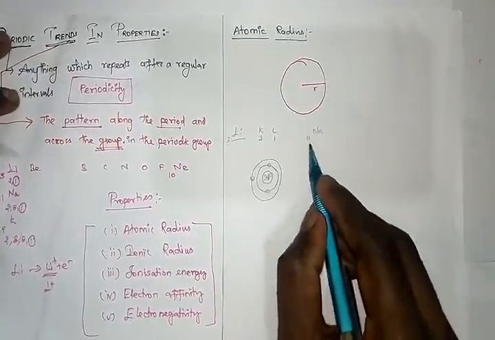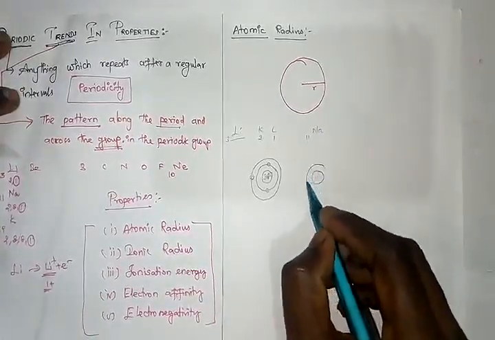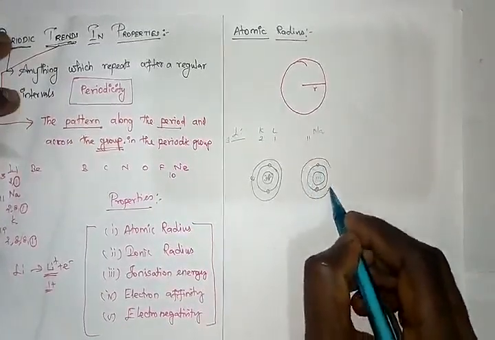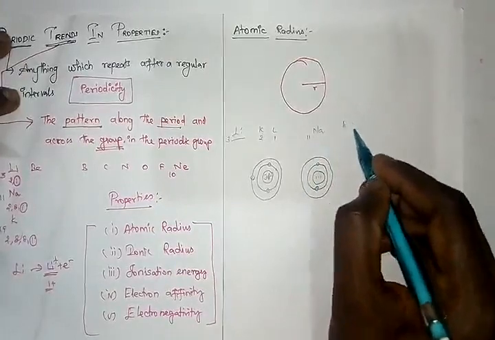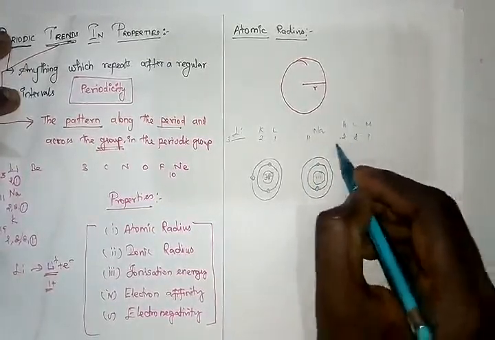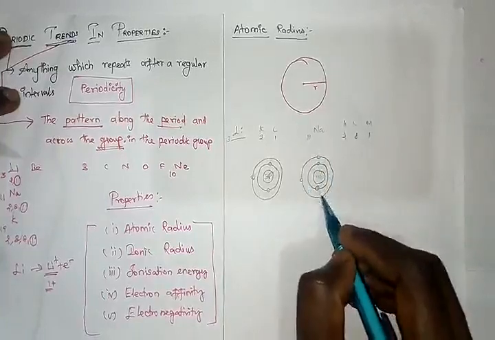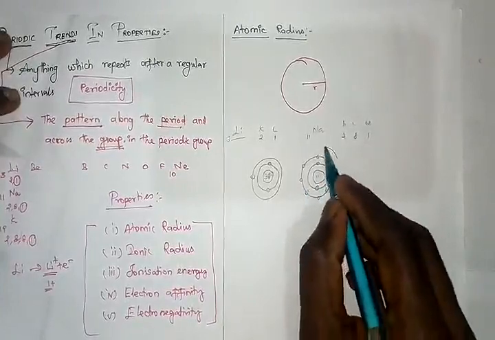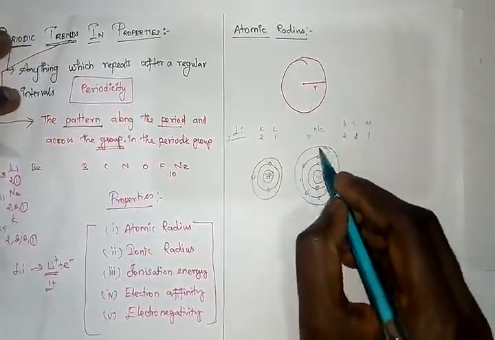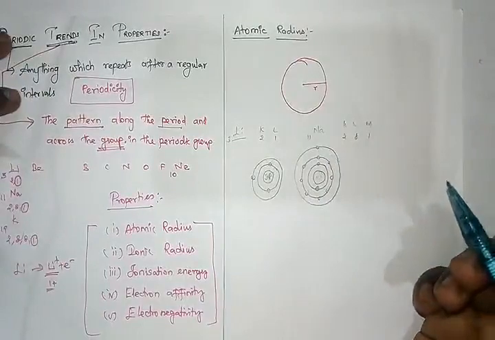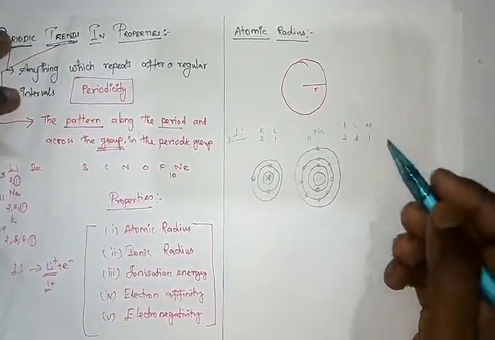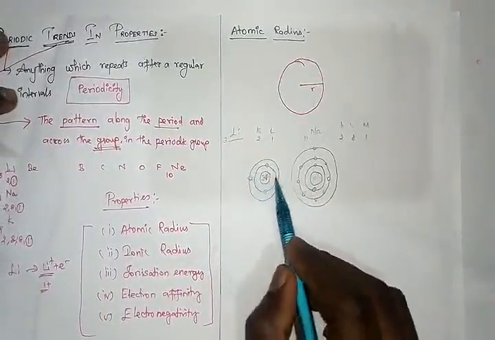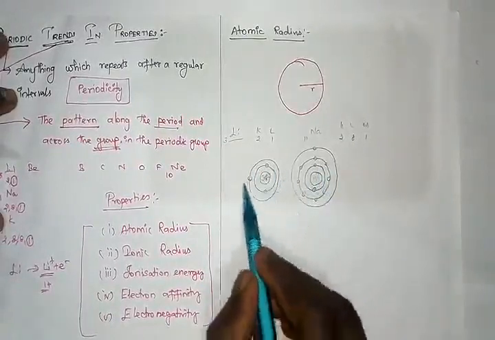So it has 11 protons. In the K shell we have 2 electrons. L shell we have 8 electrons, right? Because K, L, M is 2, 8, 1, that is the configuration. So 1, 2, 3, 4, 5, 6, 7 and 8. In the last shell, M shell, it consists of 1 electron. Am I right? So you could see now the atom is spherical in shape. When you see the cross section, you could see like this, right?